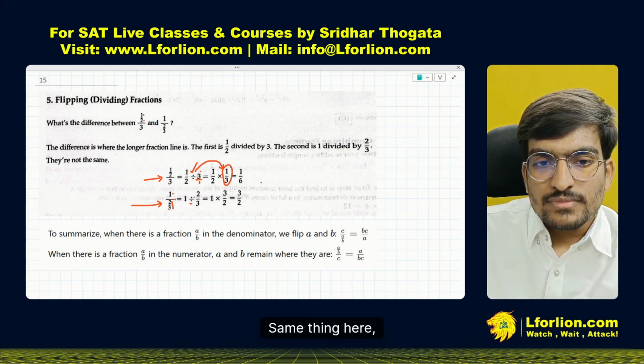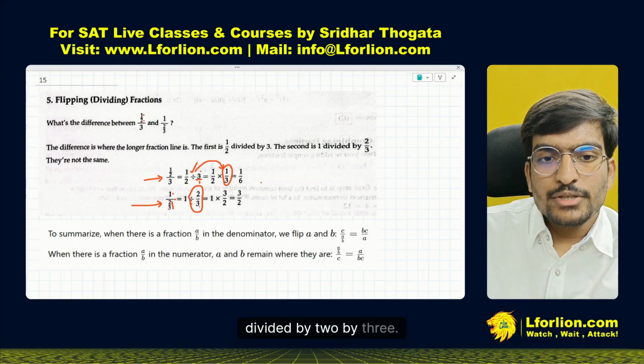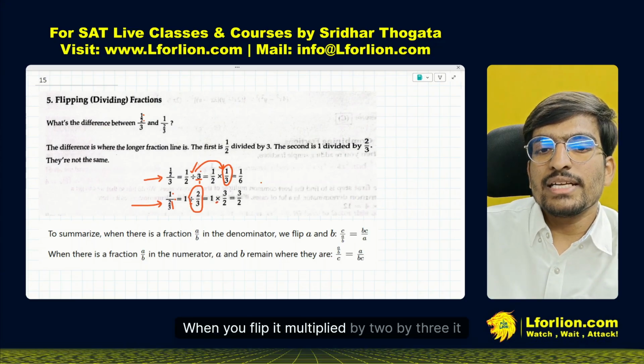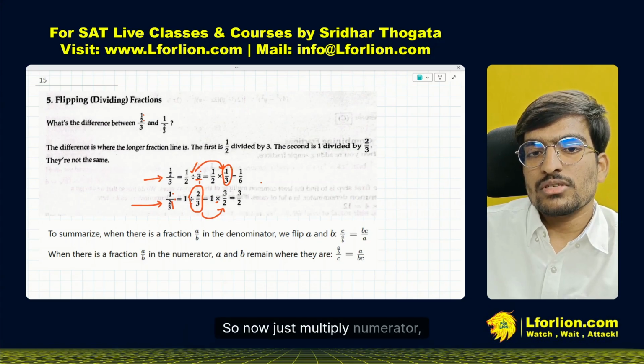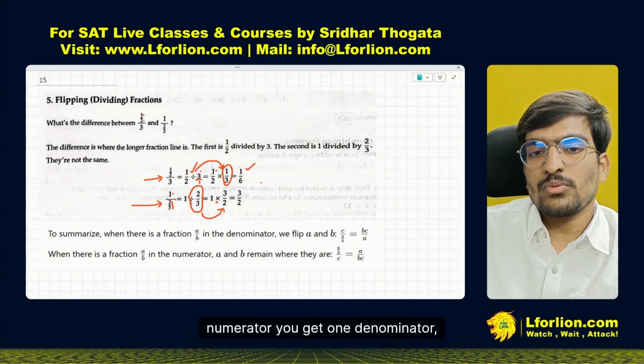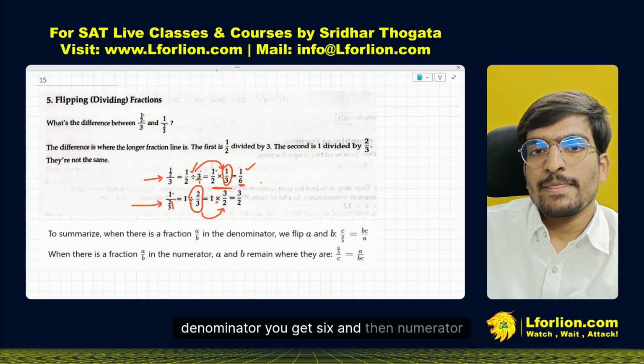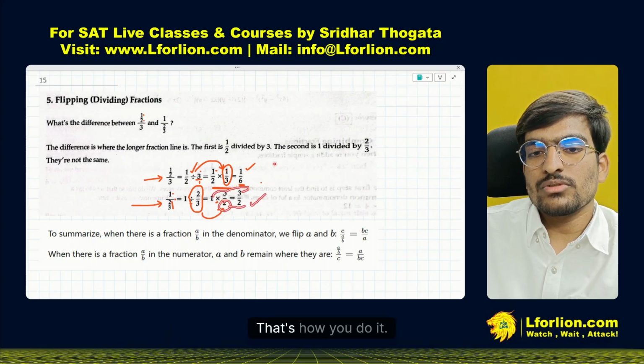Same thing here, divided by 2 by 3. When you flip it, it becomes multiplied by 3 by 2. So now just multiply: numerator you get 1, denominator you get 6, and then 3 by 2 as usual. That's how you do it.